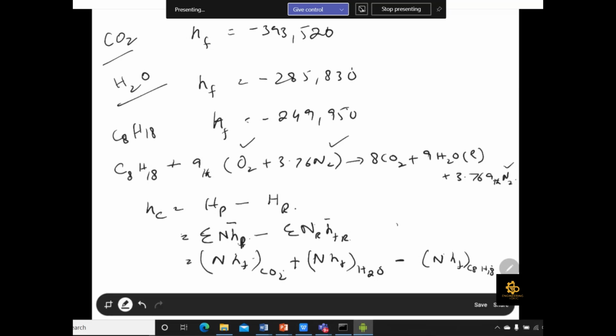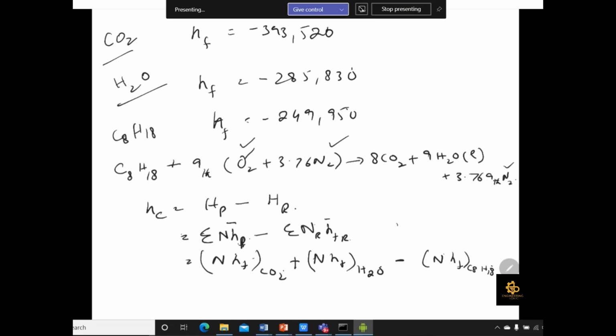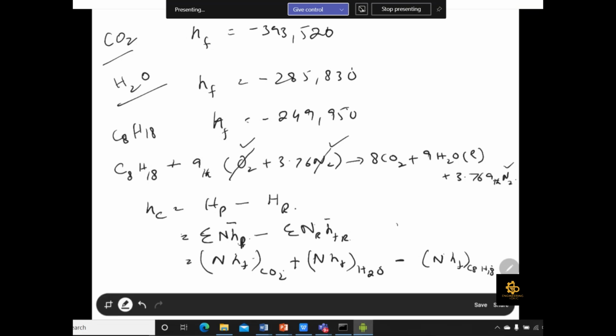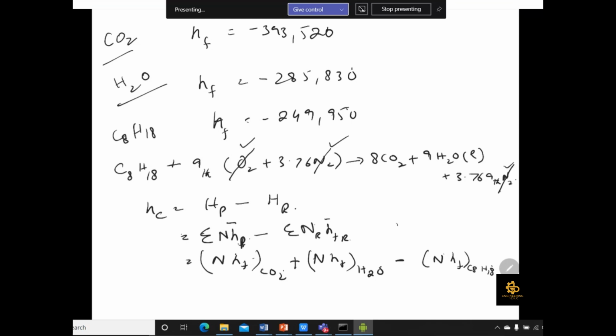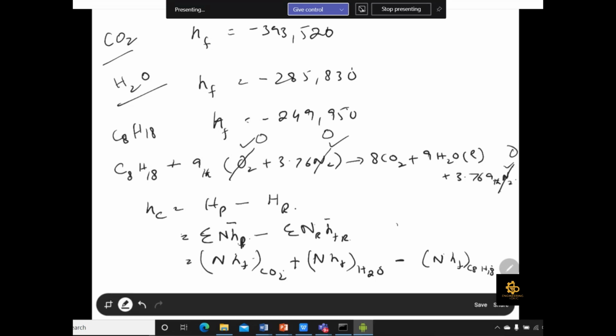So why did I not use the values of O2 and N2 in this equation? We already discussed in the previous slide that the enthalpy of formation for all stable substances like O2 and N2 is 0. So these enthalpies of formation are automatically 0, and that's why I didn't add these values in this equation for the enthalpy of combustion.